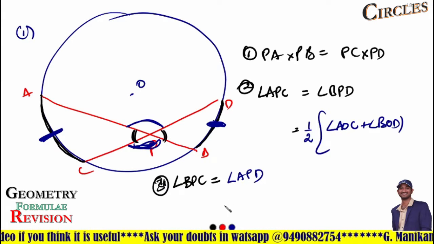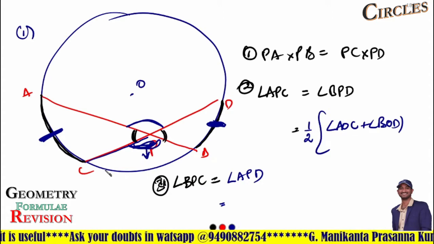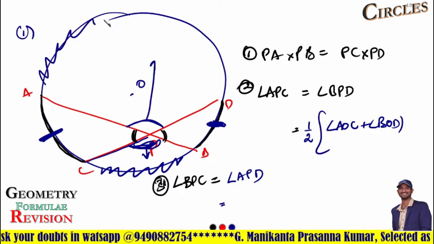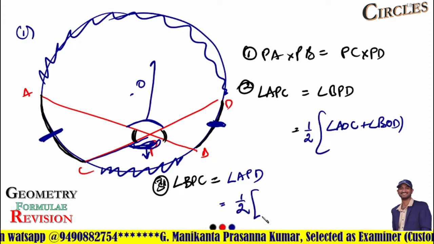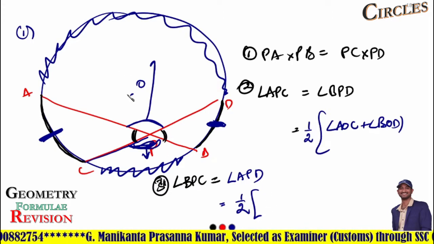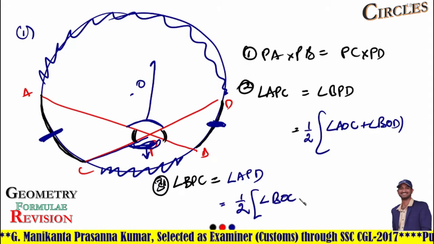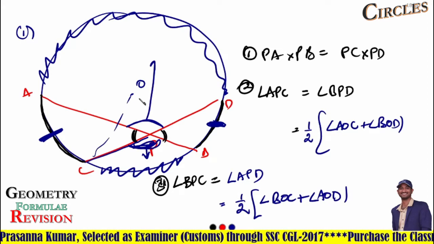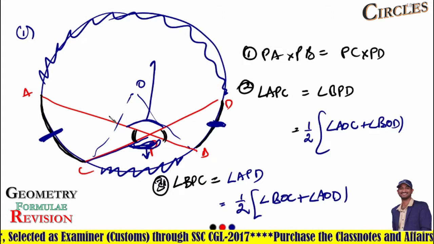If I talk about this angle BPC, what is the opposite arc? BC. And for this angle, what is the arc? AD. Yes. So it is equal to half of the sum of the central angles made by those arcs, angle BOC plus angle AOD. Okay, please remember these formulas directly.